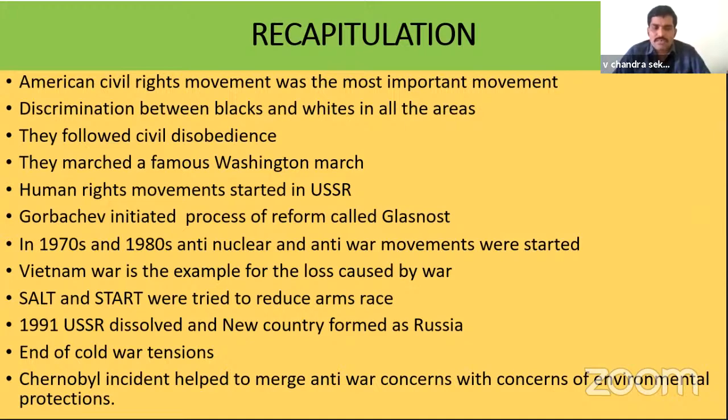Another important incident in Russia was the Chernobyl accident at the Chernobyl nuclear plant. Because of this accident, a large number of people died. It helped to merge anti-war concerns with concerns of environmental protection. So it boosted the movements started against wars and for environmental protection. Okay, like this, social movements started.